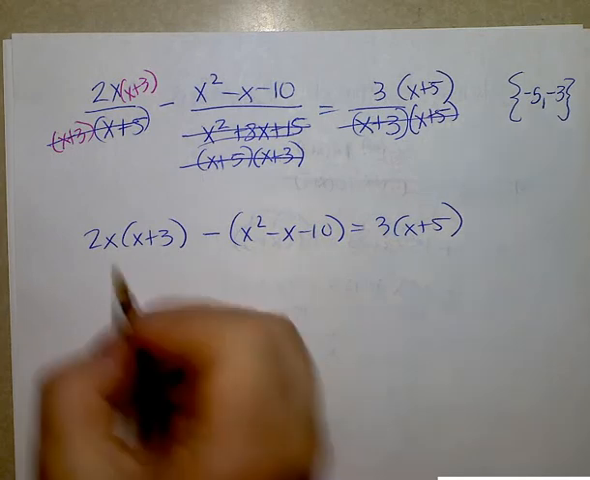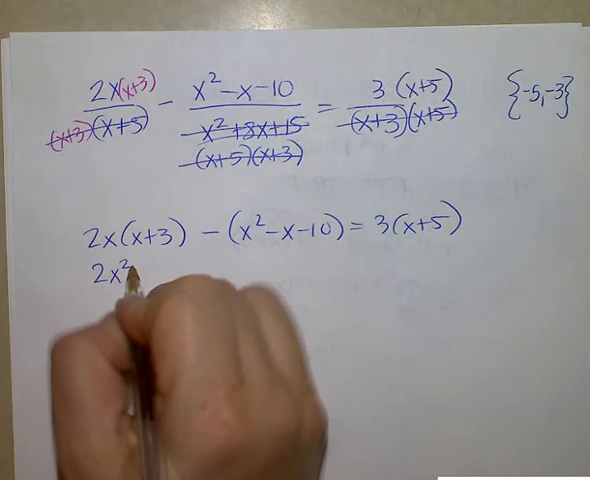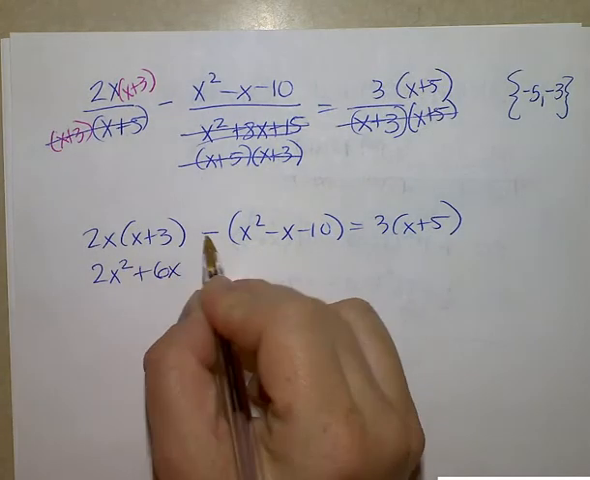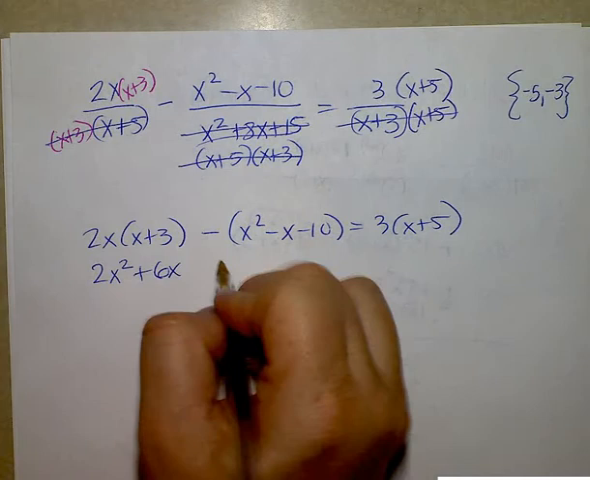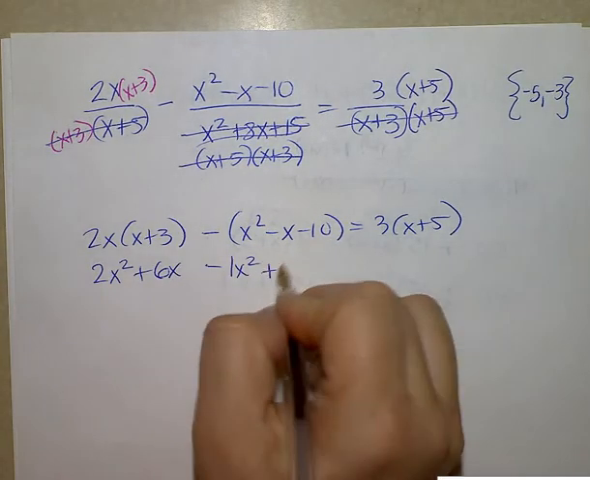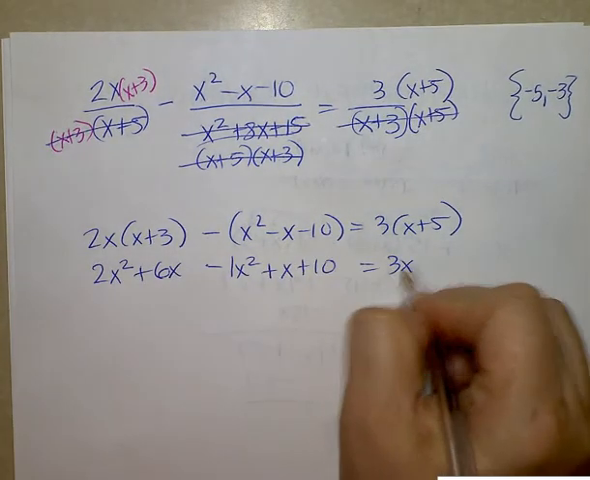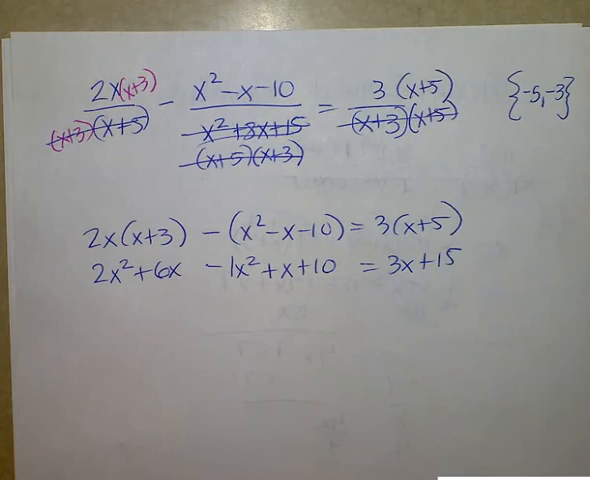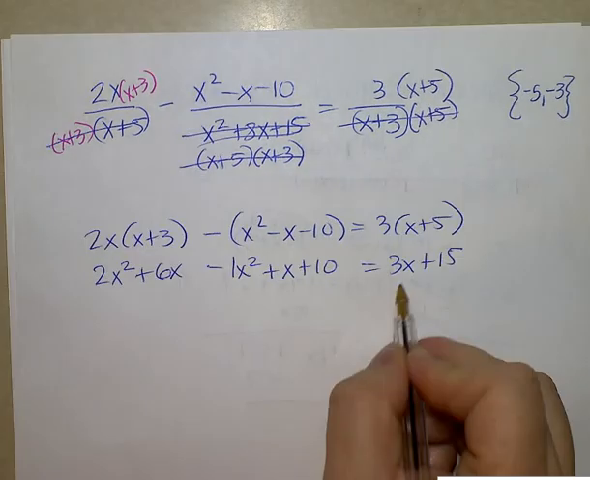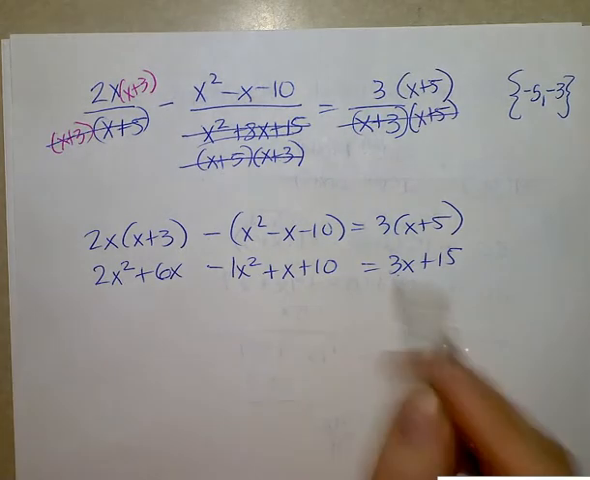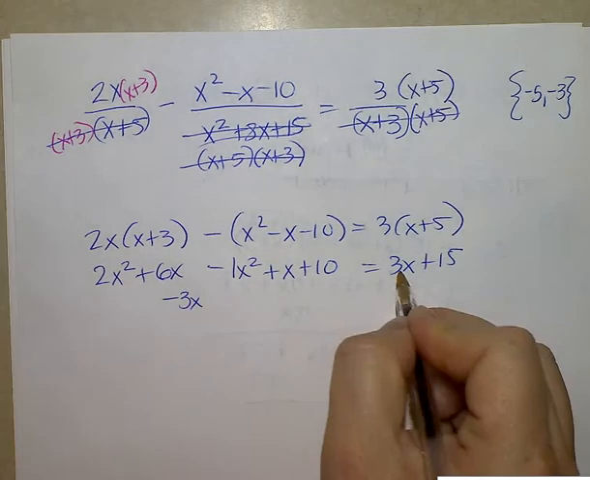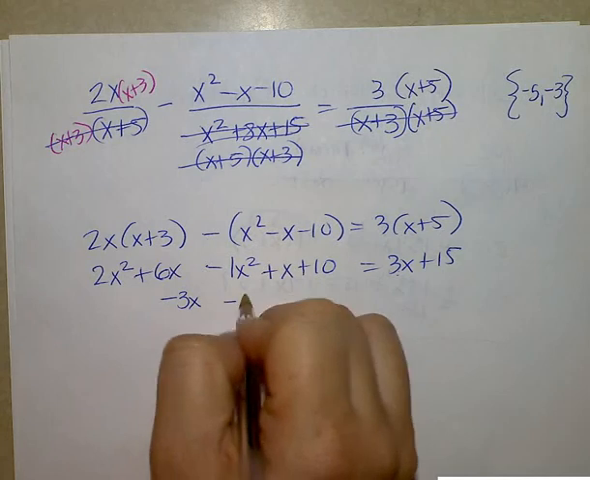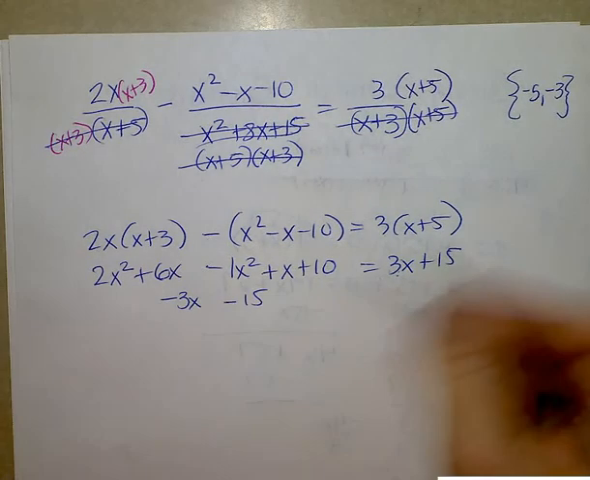Okay, I'm going to distribute 2x squared plus 6x. When I distribute a negative sign, it simply changes the sign of everything inside. And now when I move the 3x and the 15x over so I can combine like terms, moving over a positive 3x makes it negative, and moving over a positive 15 makes it negative as well.